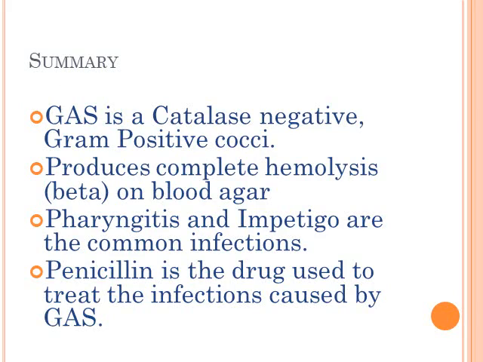So, summary: group A streptococcus is a catalase negative gram-positive cocci. It produces complete hemolysis on blood agar. Pharyngitis and impetigo are the common infections. Penicillin is the drug of choice to treat infections caused by group A streptococcus.